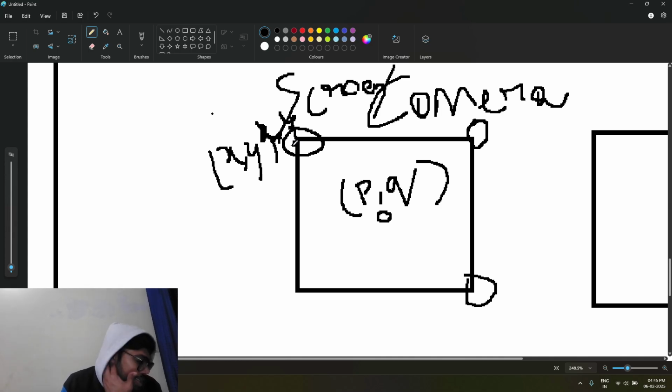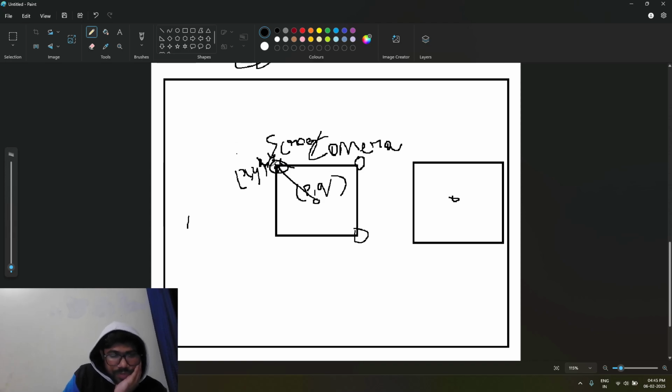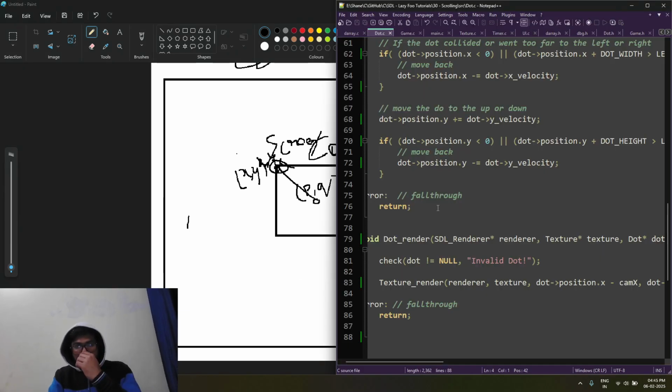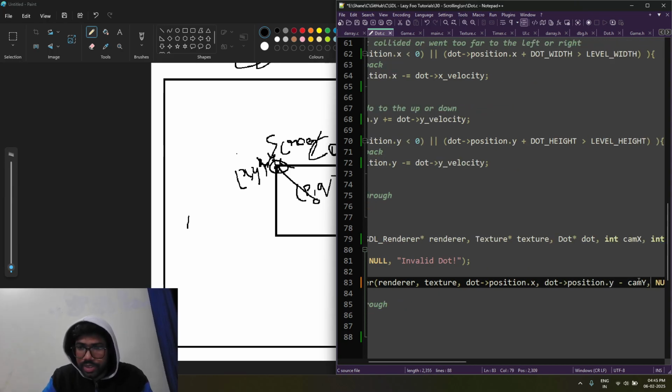Okay, so if the dot is at like this, this gets moved here, right? If we are subtracting the dot position minus the camera position, the dot gets moved here. Okay, and if we don't do that, let's say if I don't subtract the camera position, then what happens?